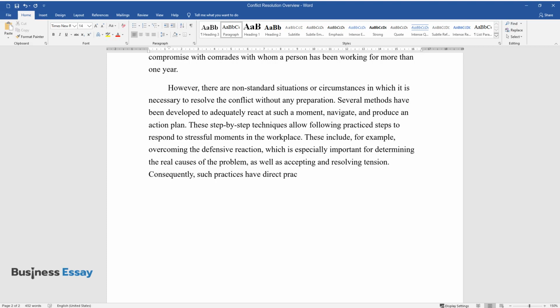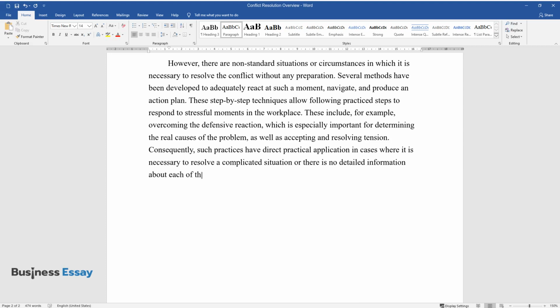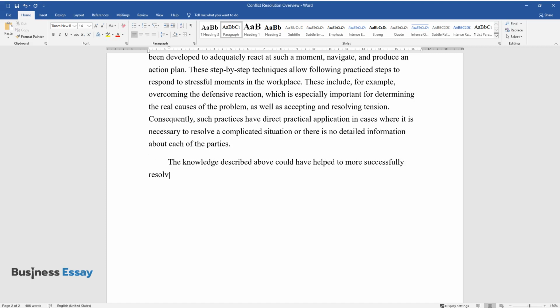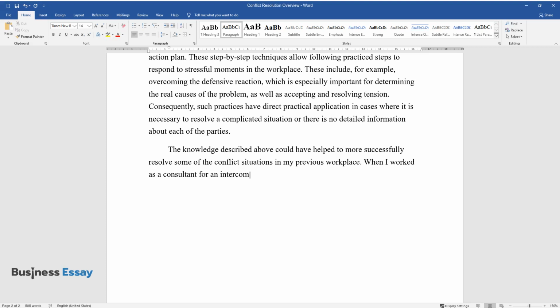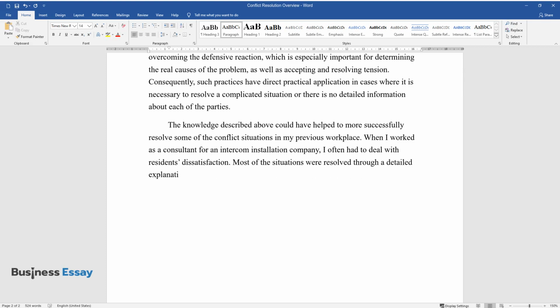Consequently, such practices have direct practical application in cases where it is necessary to resolve a complicated situation or there is no detailed information about each of the parties. The knowledge described above could have helped to more successfully resolve some of the conflict situations in my previous workplace. When I worked as a consultant for an intercom installation company, I often had to deal with residents' dissatisfaction. Most of the situations were resolved through a detailed explanation of the case.